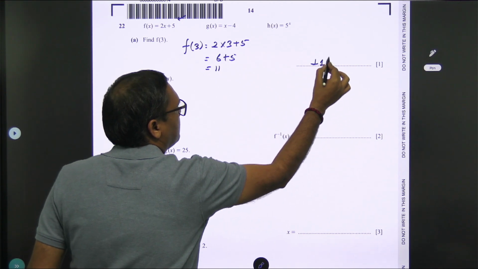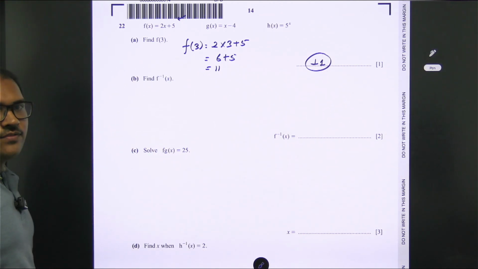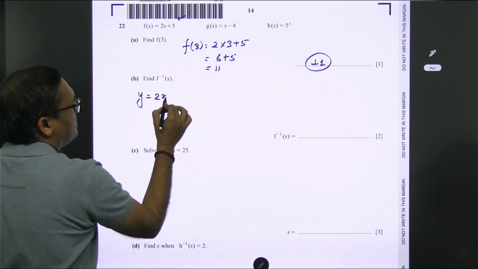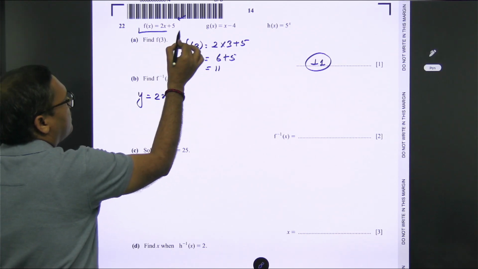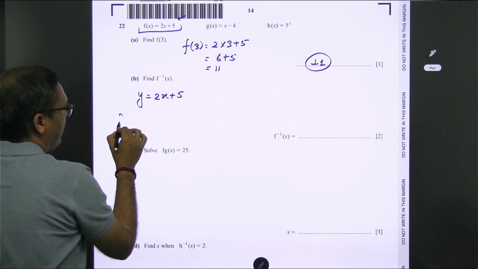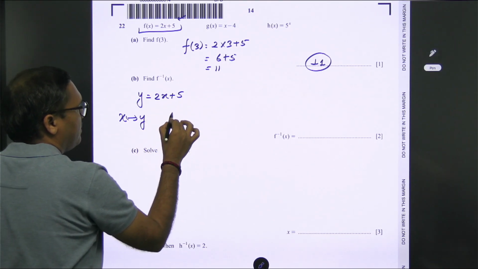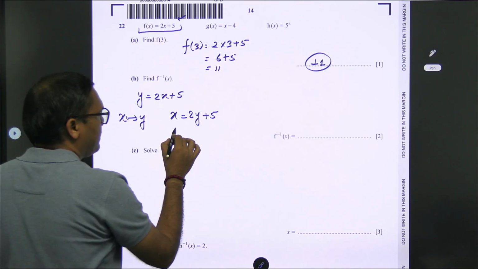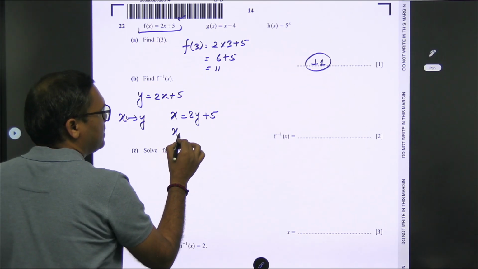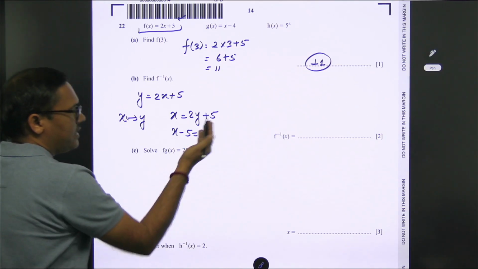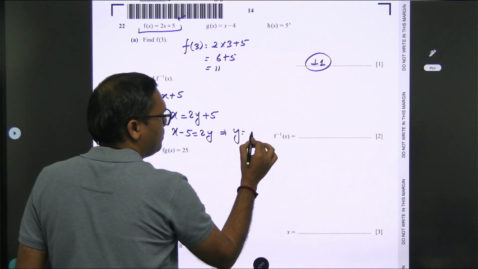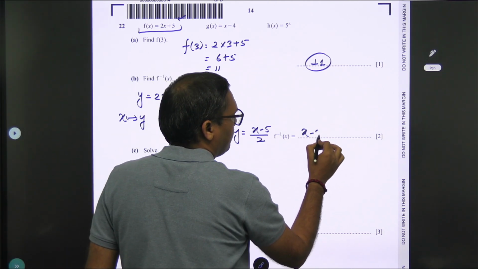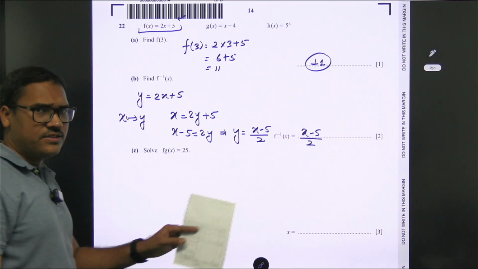So what is the answer? This is 11. Correct. Now how will I find f inverse? y equals 2x plus 5. This is the function, correct? Now to find the inverse, we interchange x and y, which will be x is equal to 2y plus 5. Correct. Now we'll make y the subject. So x minus 5 is equal to 2y. You can arrange this. And what is y? y is equal to x minus 5 upon 2. So what is f inverse x? This is x minus 5 divided by 2. That is the answer for the next one.